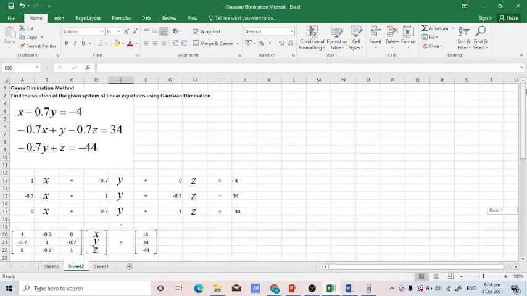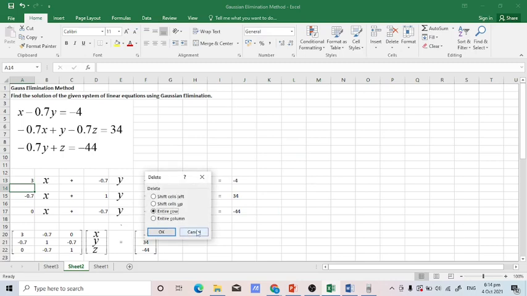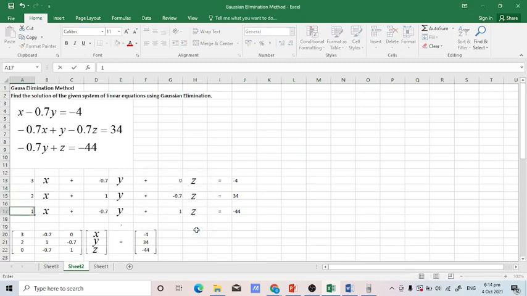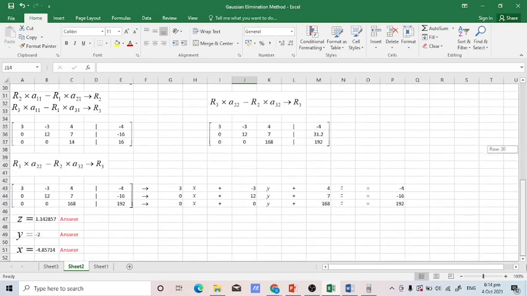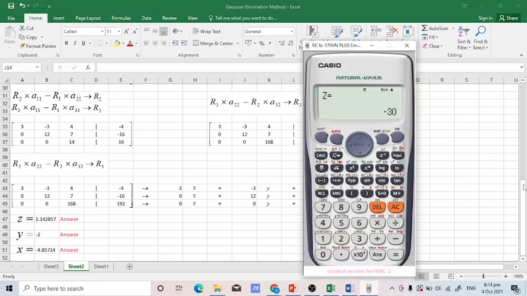So, halimbawa, nag-edit ako. 3, 2, 1. Negative 1, 2, negative 3. 4, 5, 6, 7, negative 2, 5. Tingnan natin ang sagot. Ayan ang mga sagot. Check nga natin kung tama.